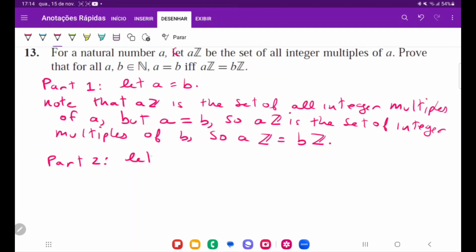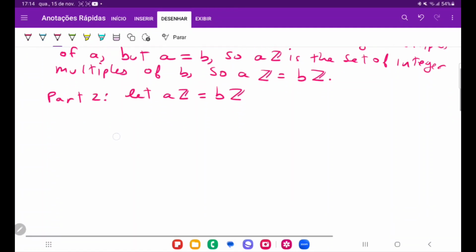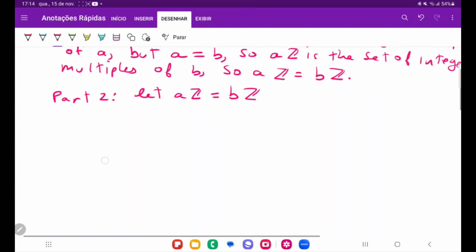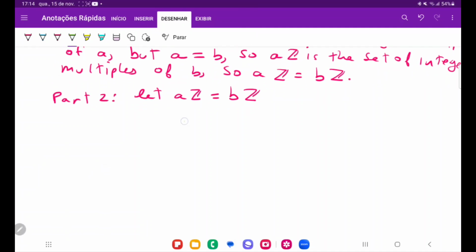And so part two, we're going to let AZ equal BZ, and we want to show that A is equal to B. So with AZ equal to BZ, we want to find some element in AZ and show that it is also in BZ, and find some element in BZ and show that it is in AZ, and then show that that implies that A is equal to B. So we're going to say A times 1 is equal to A. The reason we did this is so we can say that A is an integer multiple, because A times an integer is equal to A. So A belongs to the set AZ.